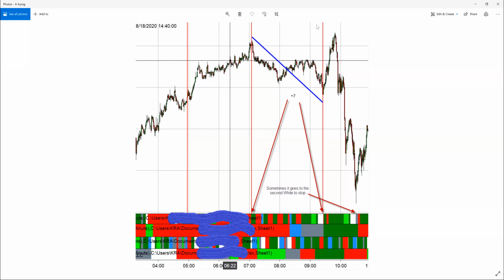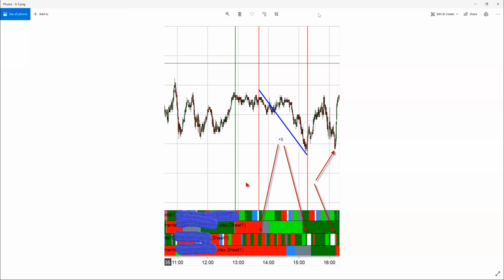Here's one from August 18th. This one was good for 7. Mechanical entry, RG3 again, mechanical exit at the second red line. That also coincided with the G4 entry at this low, which triggered about a 9-point move right back up. Nice pair of back-to-back trades on both of those charts.